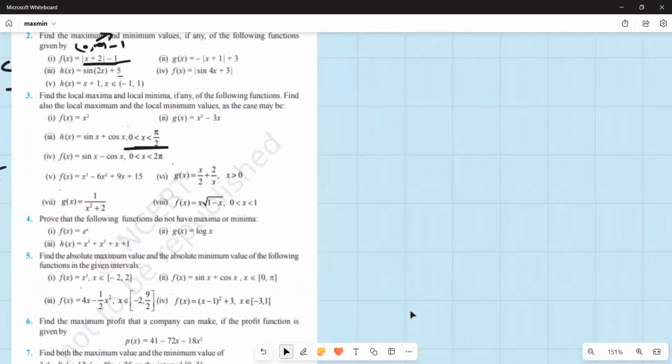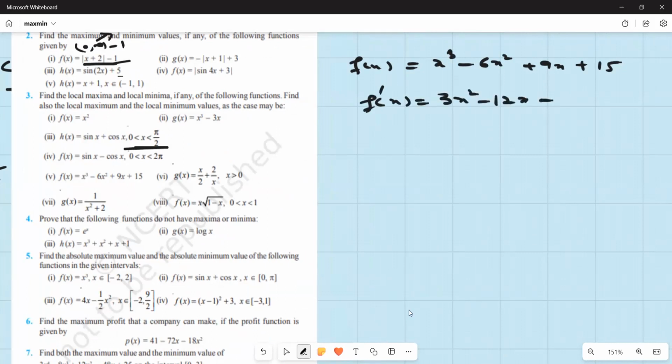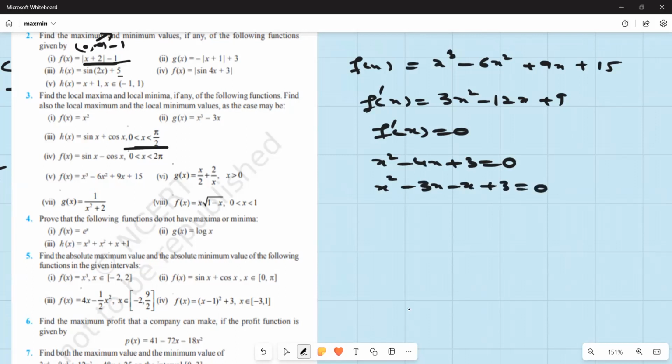Next question, fifth part. What will we do in the fifth part? f(x) that is equal to x cube minus 6x square plus 9x plus 15, right? f'(x) will be 3x² minus 12x plus 9. If you equate this to 0, you will get 3 common. So x square minus 4x plus 3 is equal to 0. Now the x values are (x minus 3) and (x minus 1), so x is equal to 1 and 3.